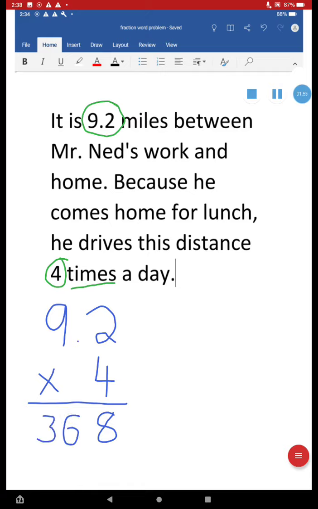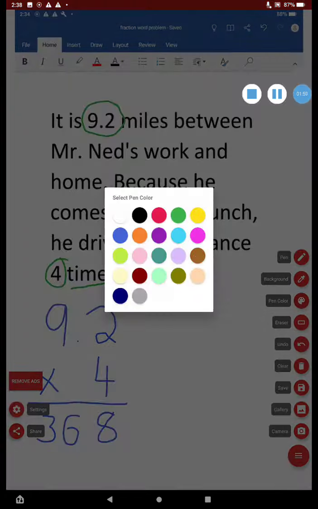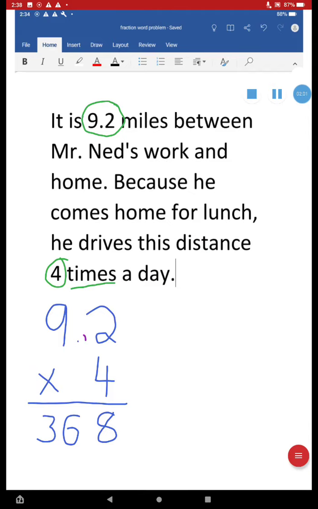Where should my decimal point go? Well, since my decimal point is right here with only one number to the right, that means I only need one number to the right of my answer. It goes right there. But with word problems, I'm not quite done yet because I need a label. 36 8/10 what? Oh, right up here, miles, which I can represent with an M-I.